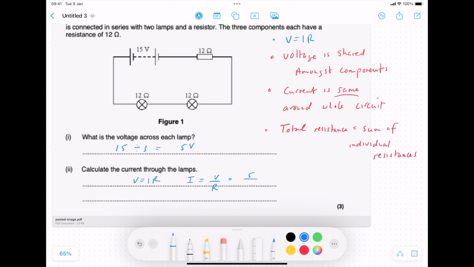And now the next thing we need to do is work out the total resistance, which is the sum of the individual resistances. So it's 12 plus 12 plus 12 is 36. Therefore we have 5 divided by 36 gives us a current of 0.13888, which to 2 decimal places is 0.14 amps.